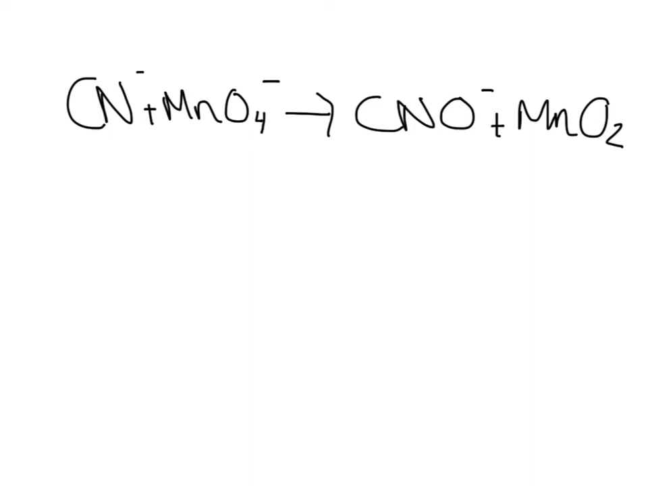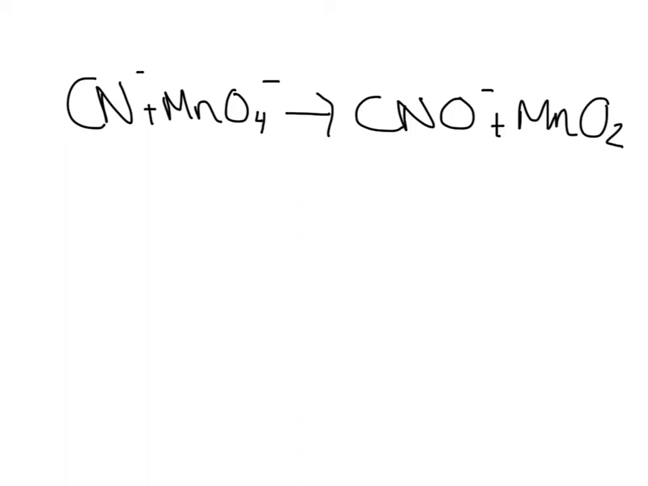Okay guys, so this is the reaction that we were working on with the basic solution. So we had the cyanide ion plus the permanganate ion coming together in a redox reaction to produce CNO minus plus MnO2. So in a basic solution, when we're balancing by using half reactions, we're still going to use the same ideas.